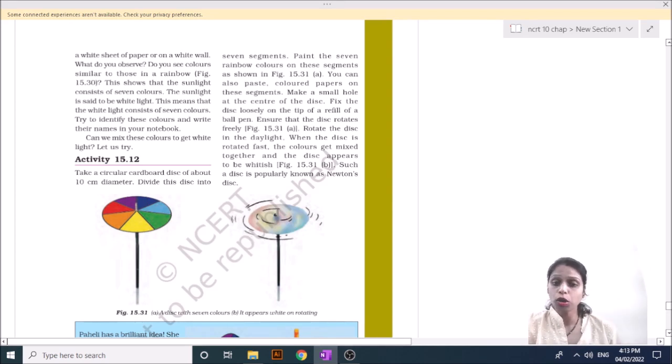What you will observe is that whenever it starts moving fast, it looks white. Its name is Newton's disc, and it shows that when we move the 7 colors in one way, it looks like a white color.